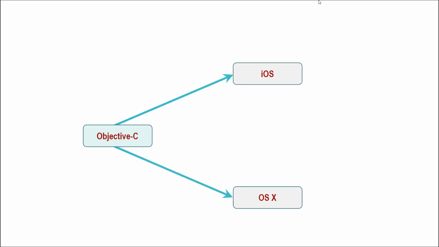iOS is an operating system used in iPhones, and OS X is an operating system used in Mac. Apart from developing these operating systems, Objective-C is also used to develop and run applications that use these two operating systems as runtime environment. Now let's talk about a short history of Objective-C.